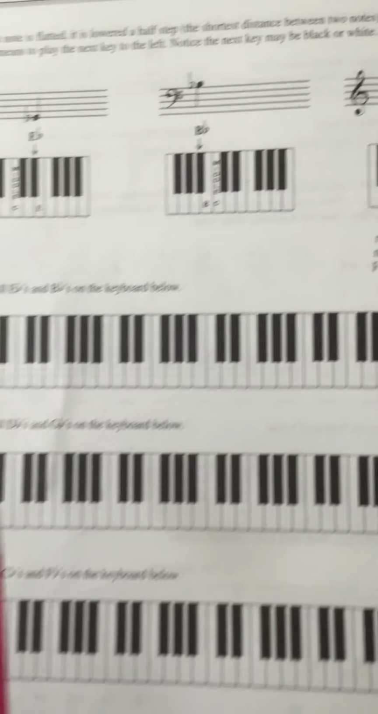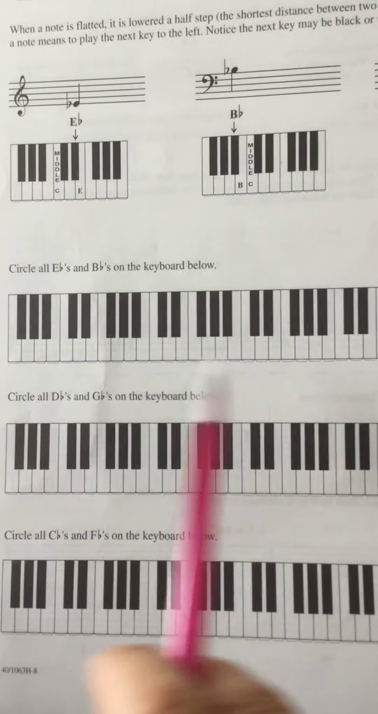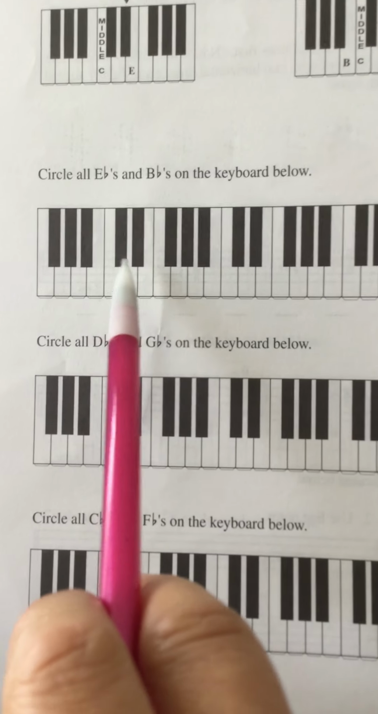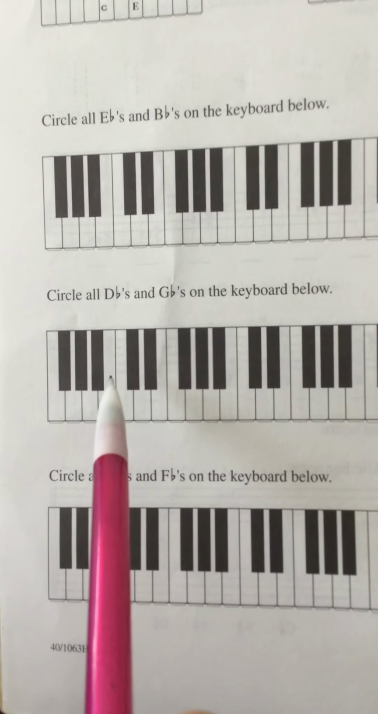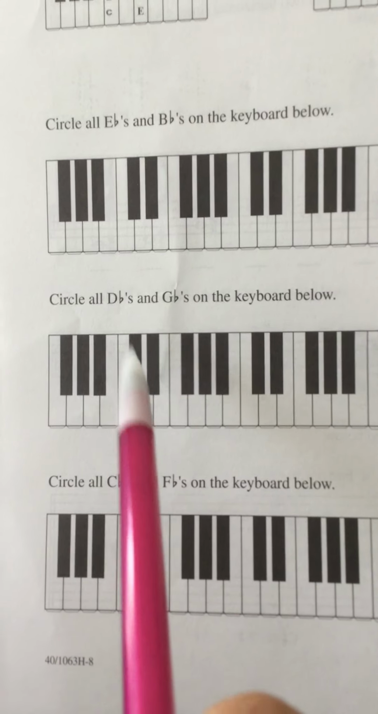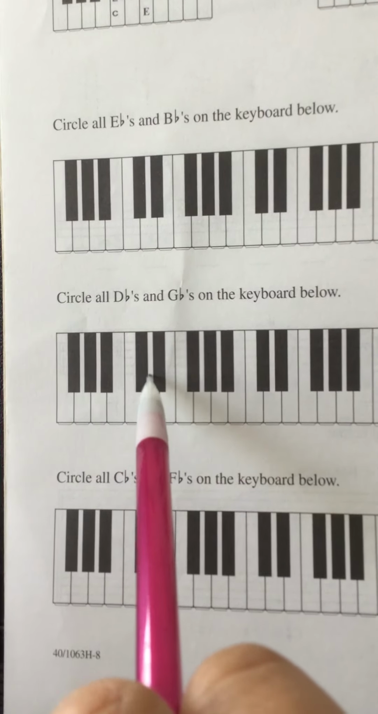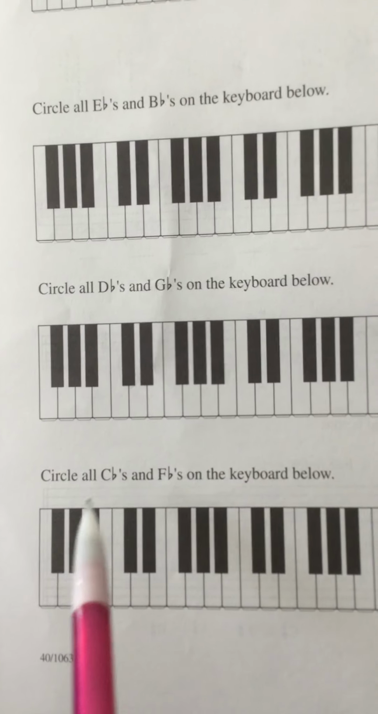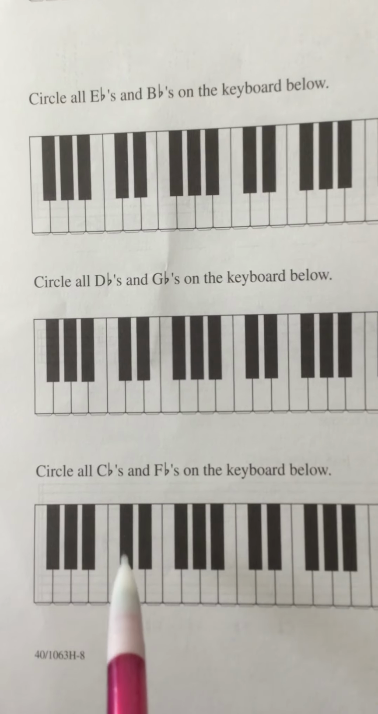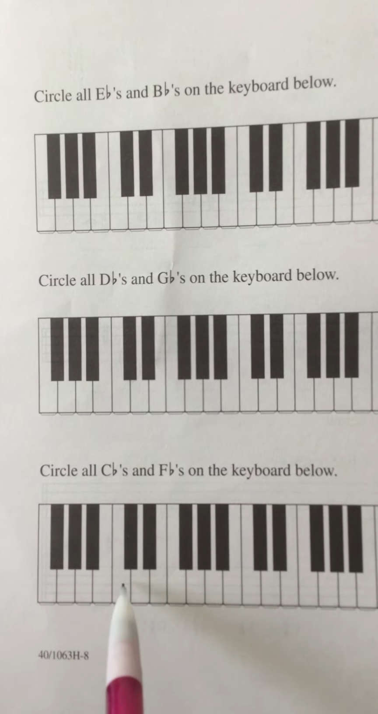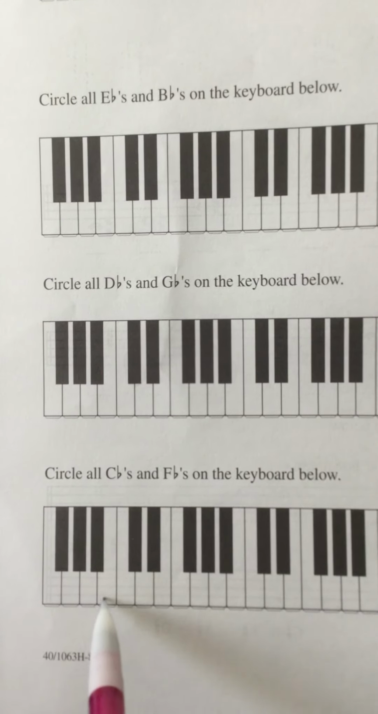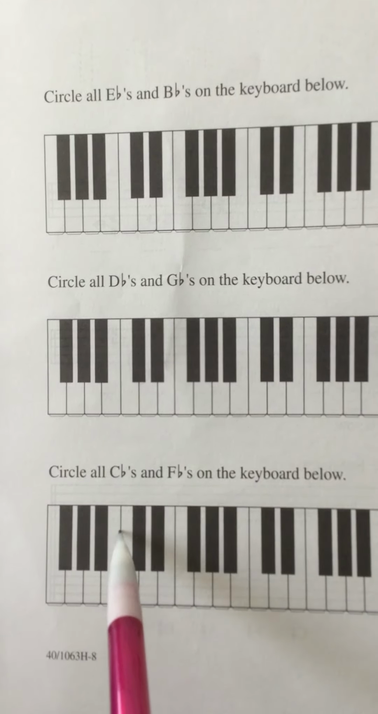Okay, so on this page, you're just circling, right? Circle all the E flats and B flats. Circle all the D flats and G flats, right? So always like the D flat, you're taking your D to the left, so you're circling a black key there. Circle the C flats and F flats, and those are the strange ones. Here's the C, you're flatting, so it ends up being that white key here instead of the missing black key.